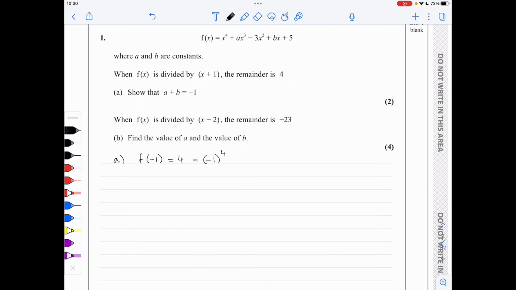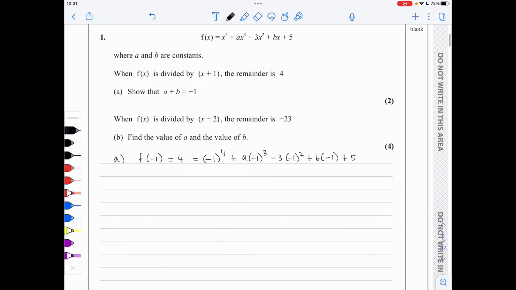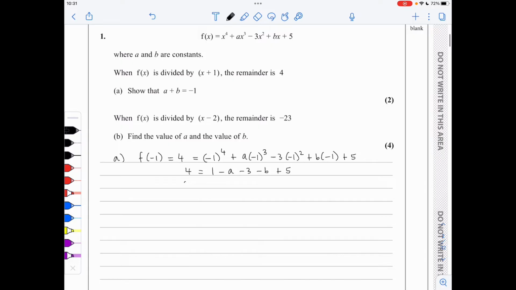It's (-1) to the power of 4 plus a times (-1) cubed minus 3 times (-1) squared plus b times (-1) plus 5. So this is 4 is equal to 1 minus a minus 3 minus b plus 5, which leads to a plus b is -1 as required.